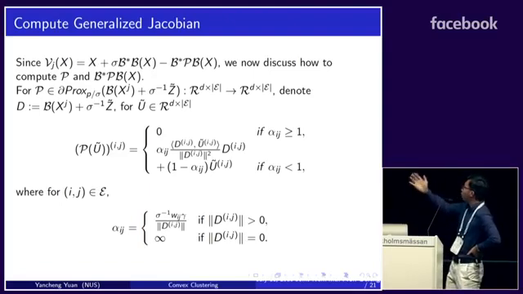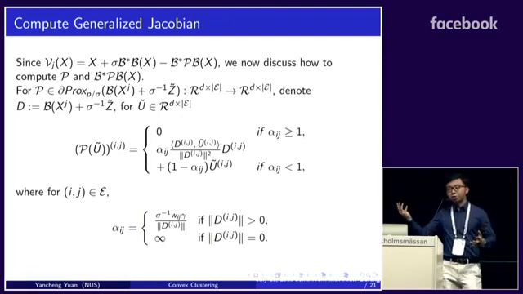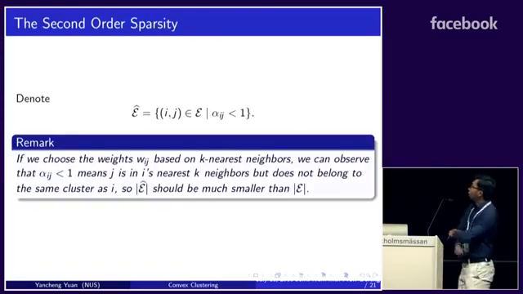So now we know that we can compute the matrix vector multiplication and use the conjugate gradient method. We can solve the linear system very efficiently. Then we can get a Newton direction. You apply the line search, and you can update once, right? So the very important property, we call it the second order sparsity.